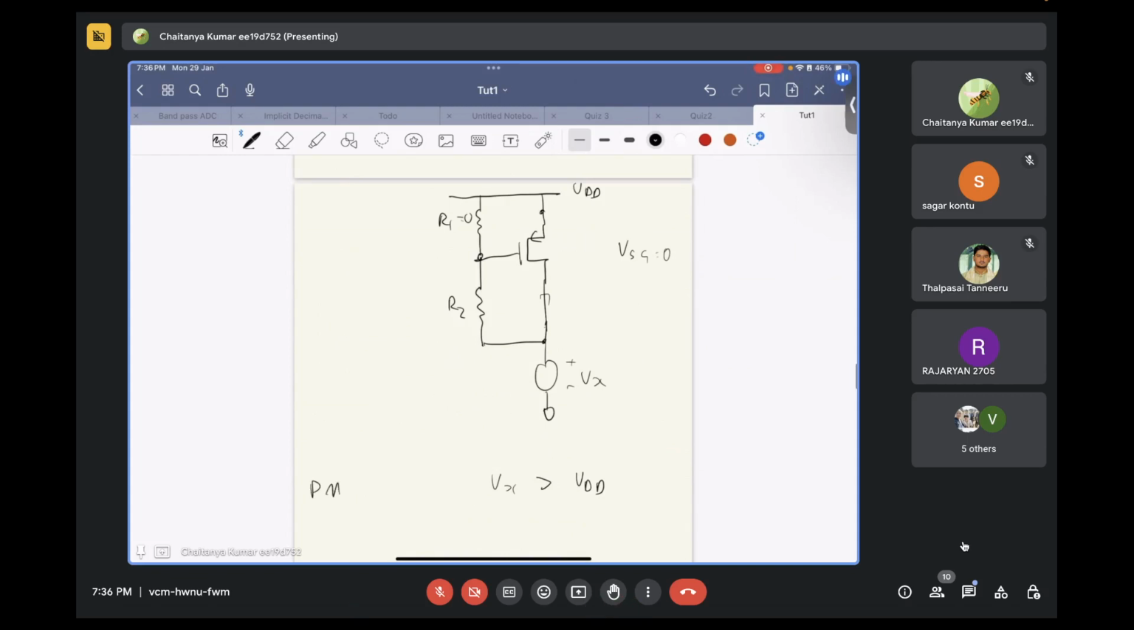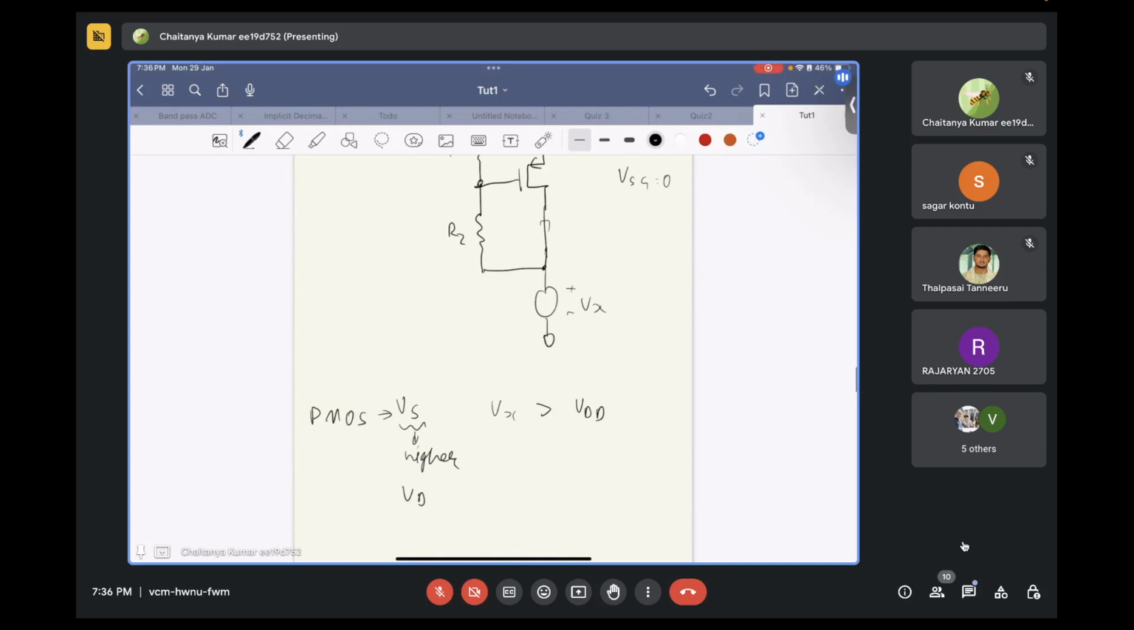For a PMOS, source is always the higher voltage, and drain is always the lower voltage.